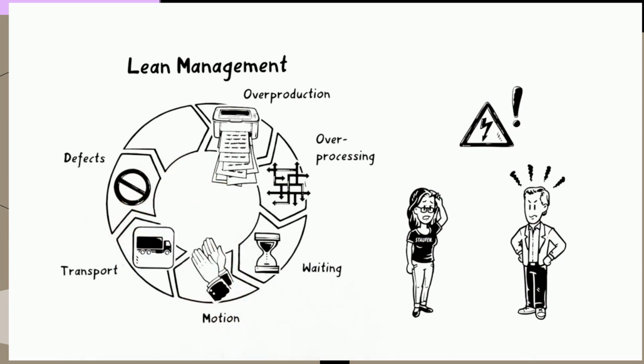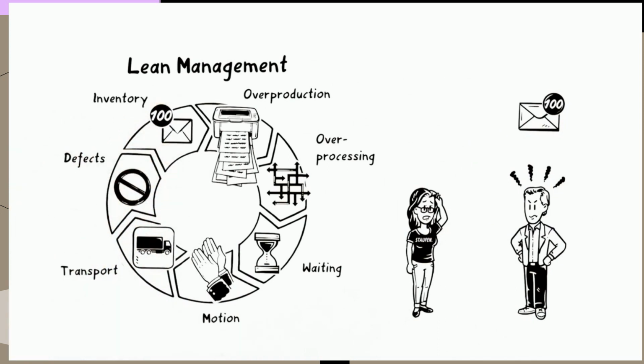Defects are also a waste type. And because this effort causes him to neglect his mailbox, the amount of unread emails has drastically increased, well known as inventory.